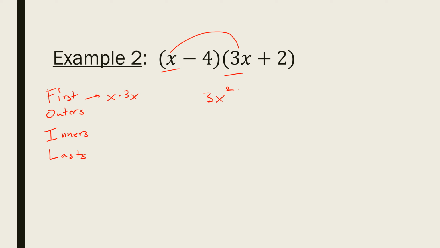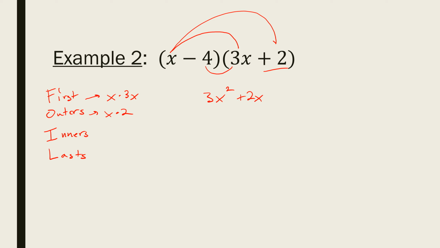Then I'm going to do outers. So that would be the first term times the last term. Notice that it's like the outers, okay? So x times 2, that's 2x. Now notice this x is now done. It has multiplied every other thing in the other binomial. So I'm done with it. But I need to move on to this -4. And I need to rainbow it in to everything in the second binomial.